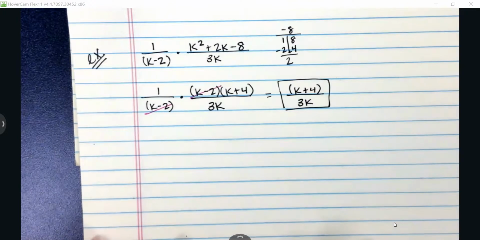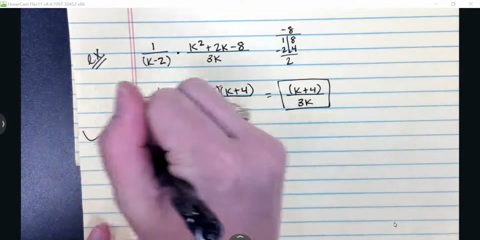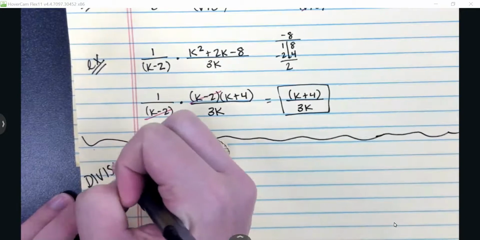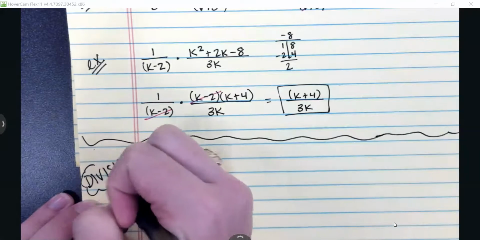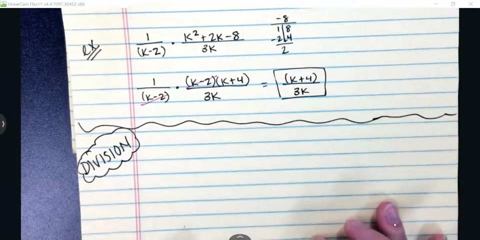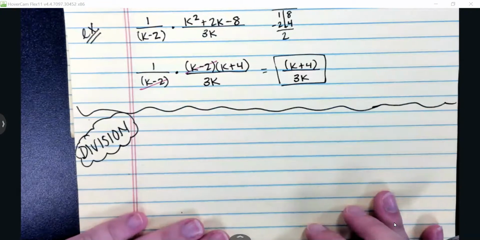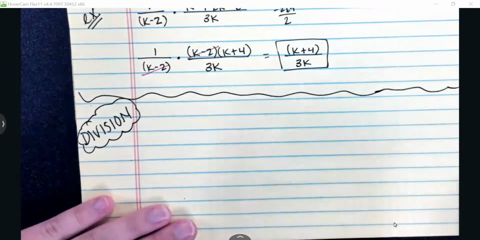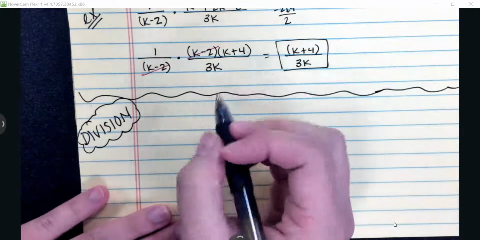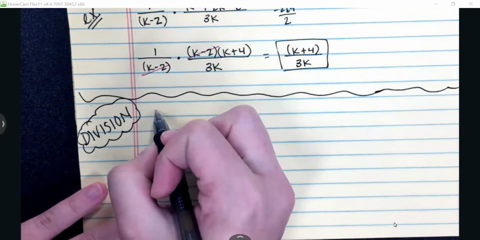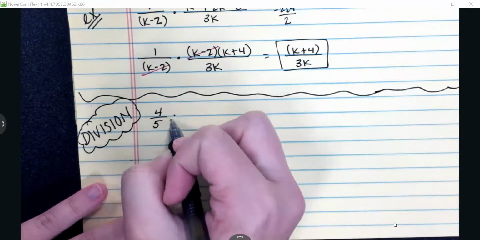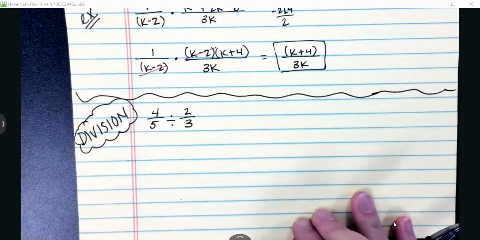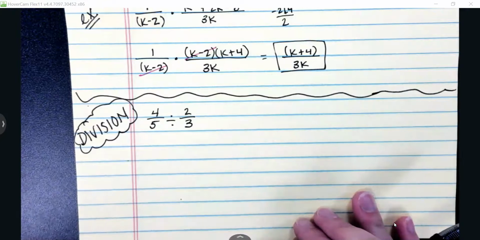Questions? We are now going to do division. Same rule applies. No common denominator needed. Okay? So let's start off with simple numbers. If I have 4/5 divided by 2/3. Does anybody know how to divide fractions?